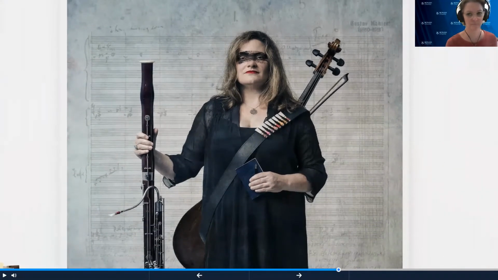Across my chest are my reeds, and on my back is my cello and bow. They look like weapons and ammunition, and this is the same reason as the bassoon. I also play the cello, and it's my ammunition against my mental illness.